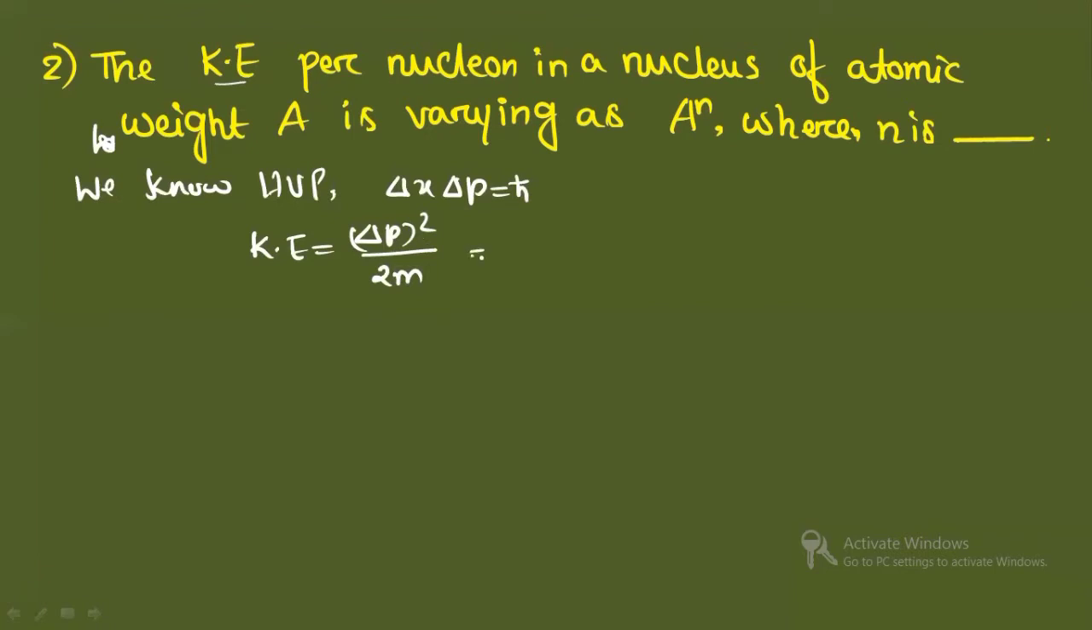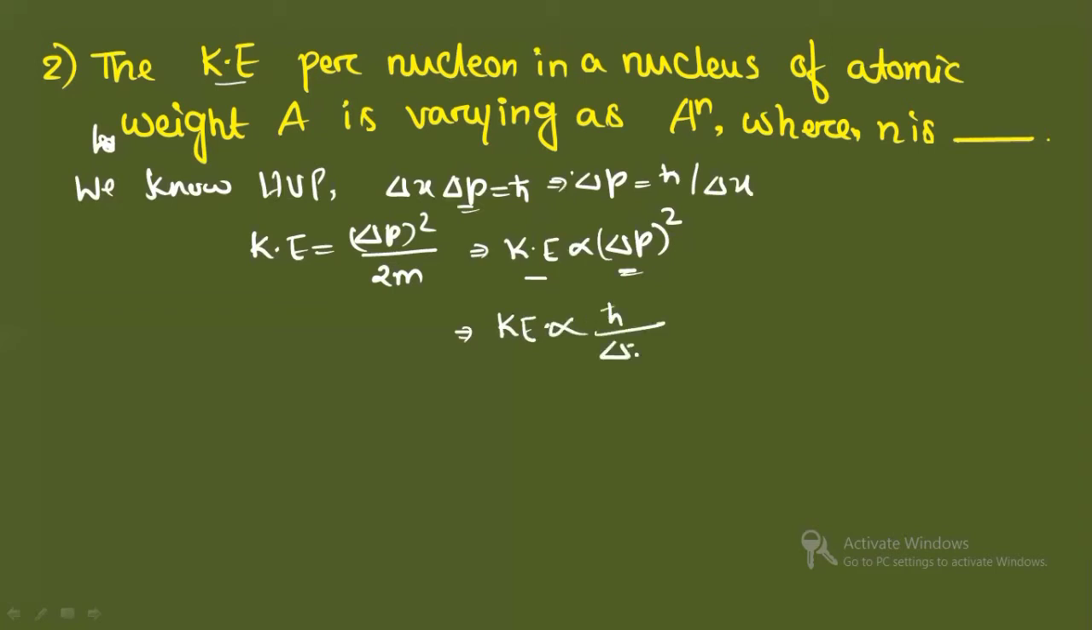So you see here the kinetic energy is proportional to delta p whole square, right? Kinetic energy is proportional to delta p square in this case. Now we will find the value of delta p from this equation. Delta p equals h cut by delta x. So we can write kinetic energy is proportional to h cut by delta x.